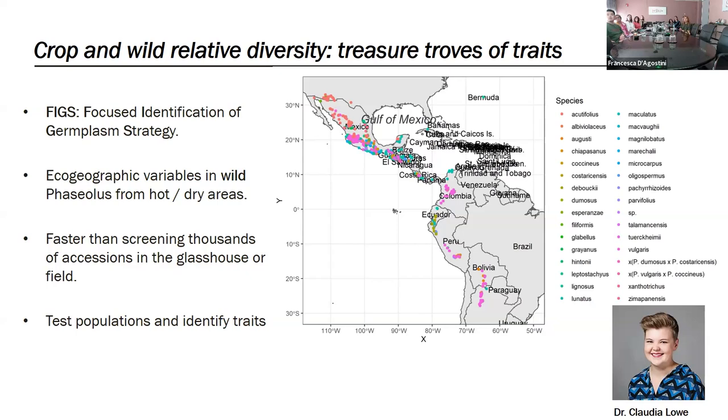One way to do this is through FIGS. As long as you've got the georeference, the coordinates of that collection, so you know where it came from, you can use that georeference in this model to predict what traits it may have in terms of whatever climate thing. So heat, drought, salt, etc. Claudia has been doing this with Phaseolus, and you see all the species here across the Americas, and she's been screening thousands of accessions, just using these coordinates and the climate models to identify what we should be looking at.